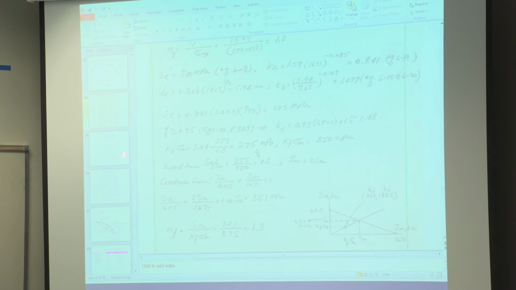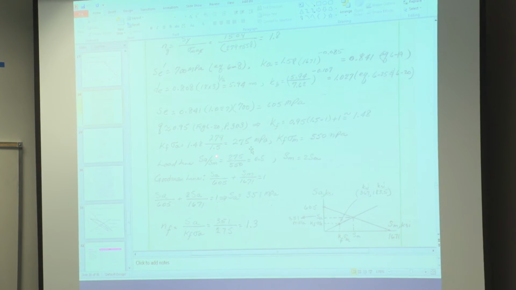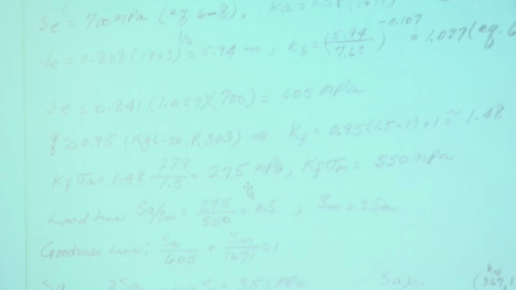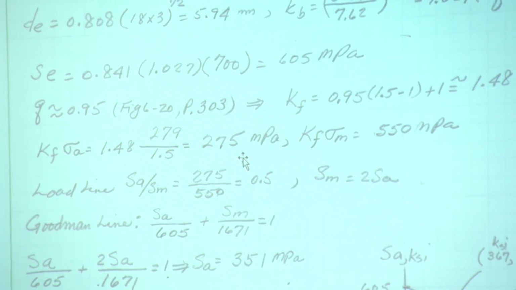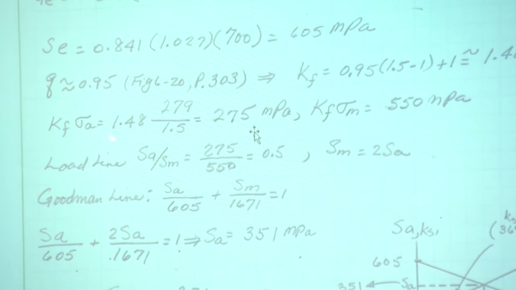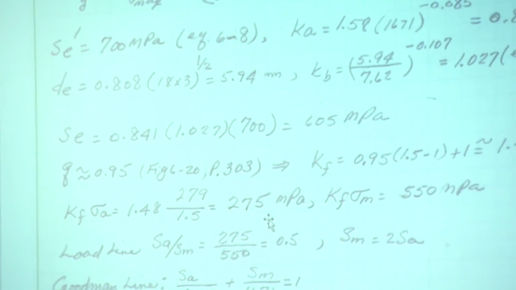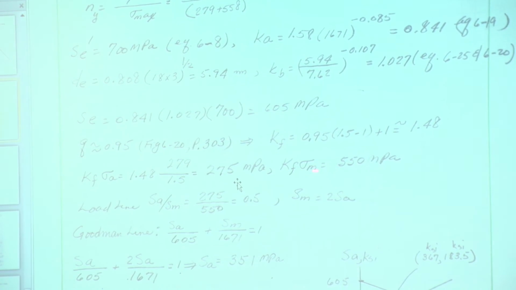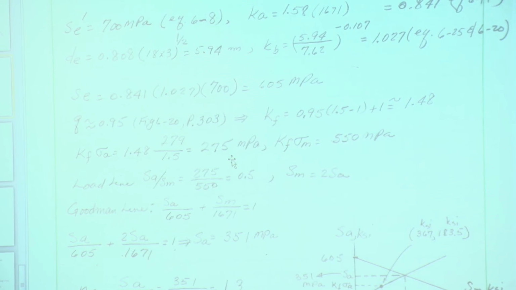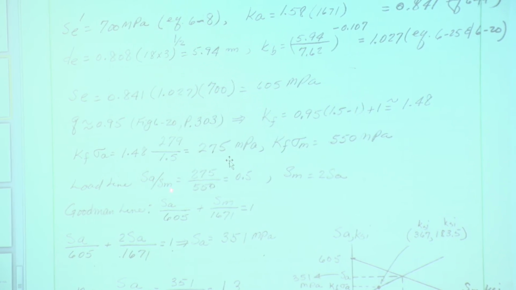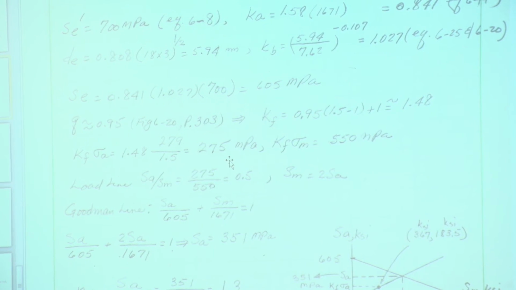or I divide the 279 by 1.5. That takes out the stress concentration factor that I used, and then multiply it by 1.48. So all I want to do is multiply 1.48 by the value of sigma a. Kf sigma m, 2 times that, because the load is 2 times that, so 550. Load line is, this is the slope of the load line, or you can say Sa over Sm equals 0.5.